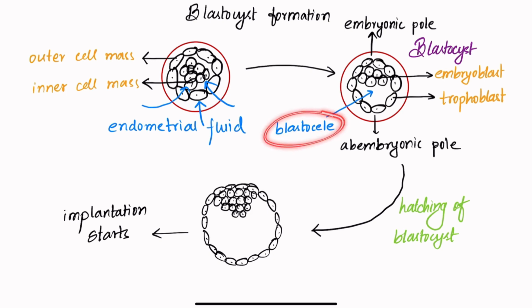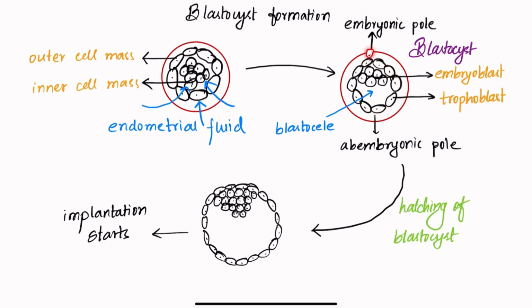The reason being, this is a cavity which is present in blastocyst, and this right here is the blastocyst. During the formation of blastocyst, the formation of a cavity named blastocele takes place. As a result, the inner cell mass gets pushed towards one particular end. Now the inner cell mass and the outer cell mass are no longer called so. The inner cell mass is now called the embryoblast because it forms the future embryo, and the outer cell mass is now called trophoblast and it forms parts of placenta.